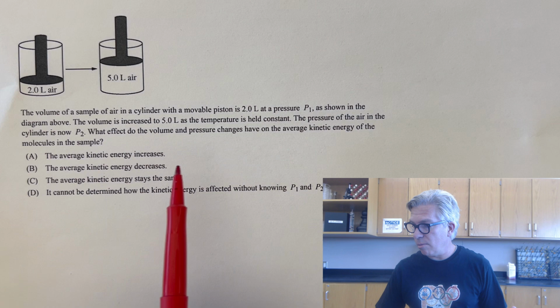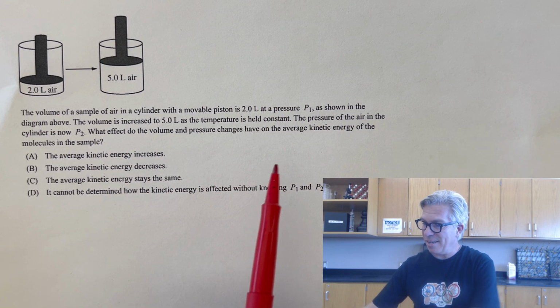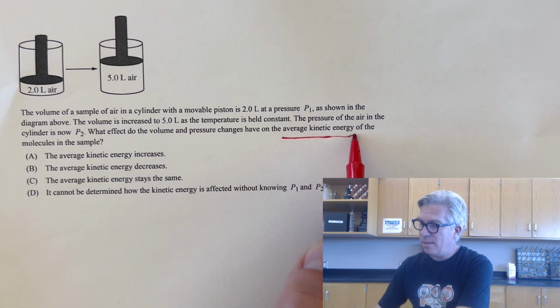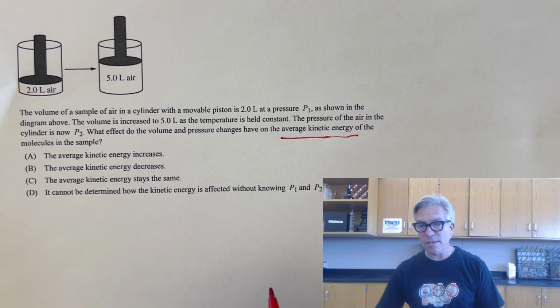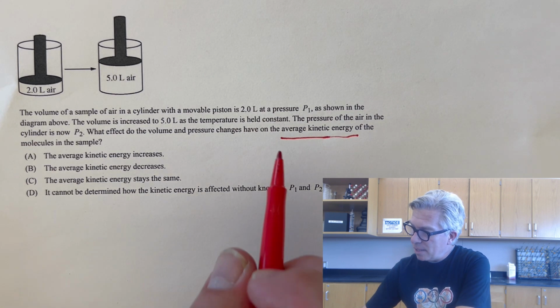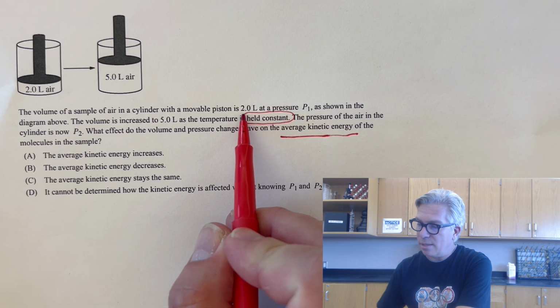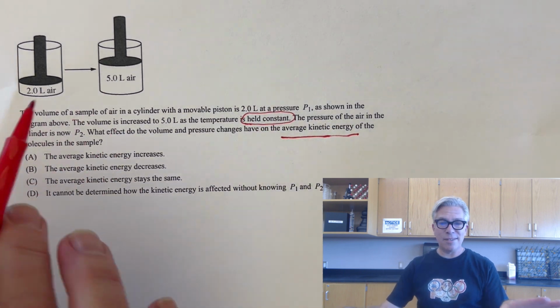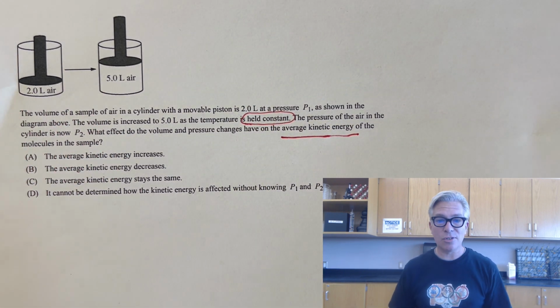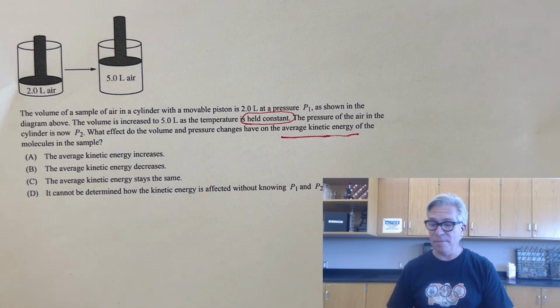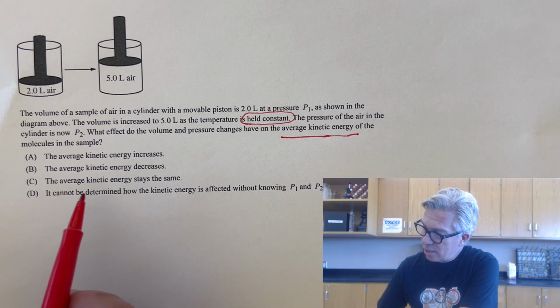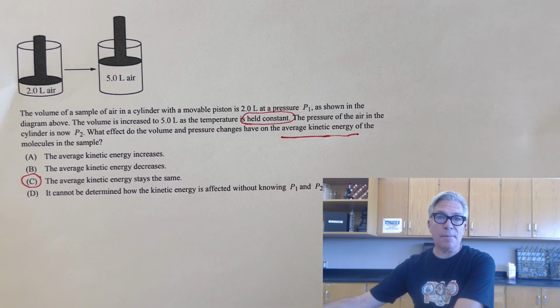What effect do the volume and pressure changes have on the average kinetic energy, there it is, of the molecules in the sample? And you might have just glossed right over it, but guess what? The temperature is held constant. So, all this other stuff, this little diagram and pressures and volumes and stuff, doesn't even matter. So the average kinetic energy is staying the same because the temperature stays the same.